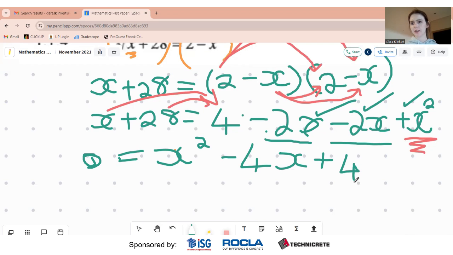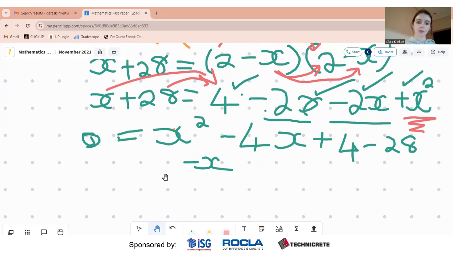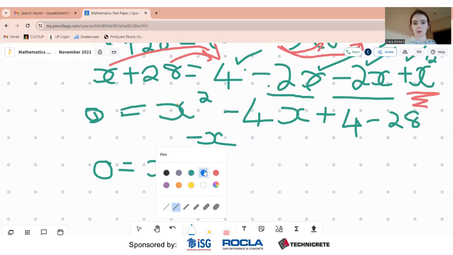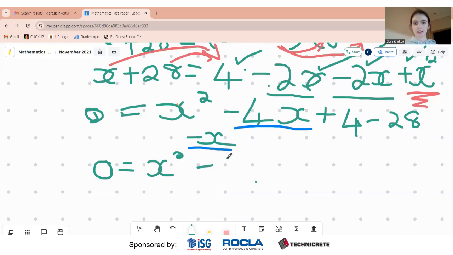I often like to tick things off when I'm doing complicated addition, just so I don't forget anything behind. Now I need to take this 28 over. It becomes negative 28. Then I need to take the x over, and it becomes minus x. Now I need to look for like terms and simplify. Okay. So x squared does not have any like terms. But I have an expression with an x here, minus 4x and minus x. When I add those together, I get minus 5x.